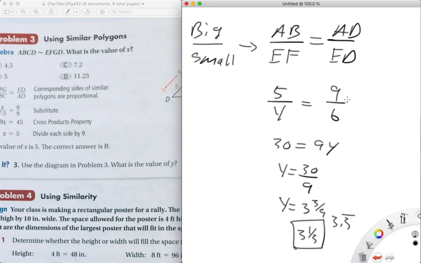And that makes sense because if we look here, the scale factor is 2/3. No, 3/2, which is 1 1/2. So that makes sense. So if we were to divide by 3 1/3, yep, we get 1.5. So we're good. All right.